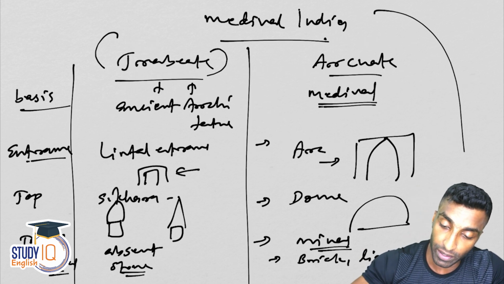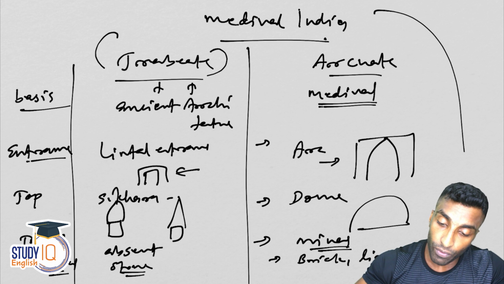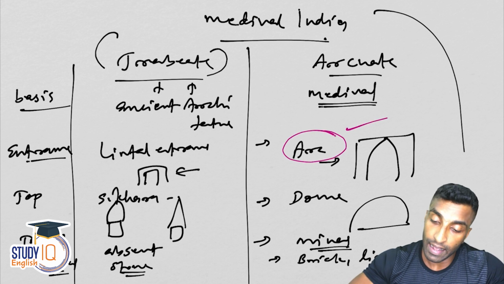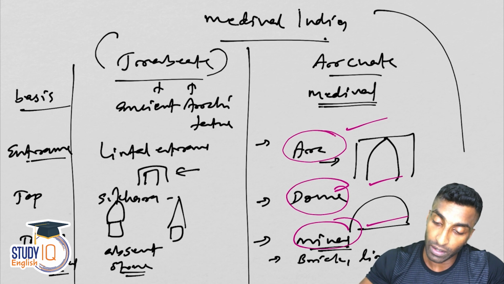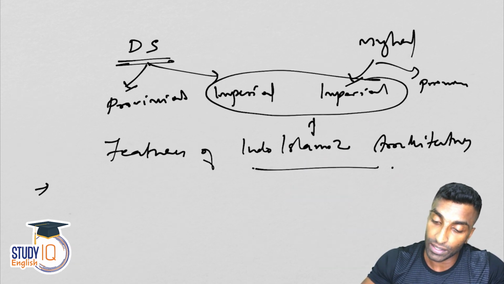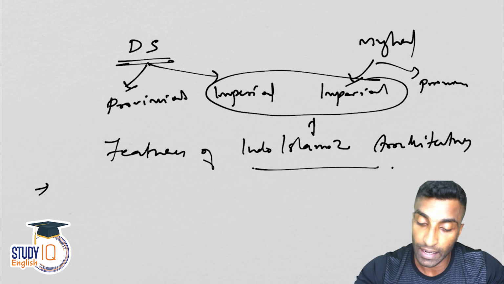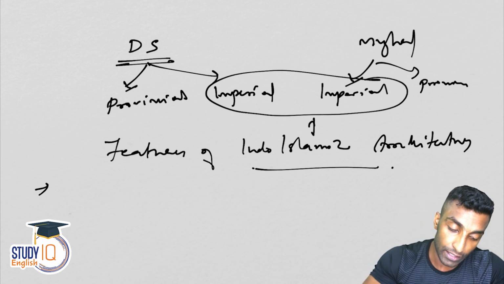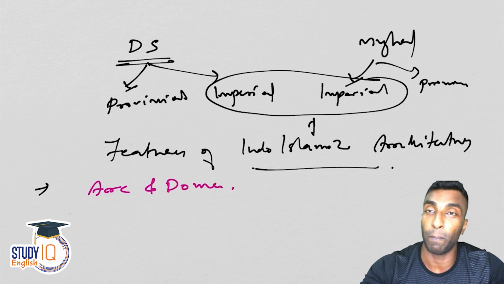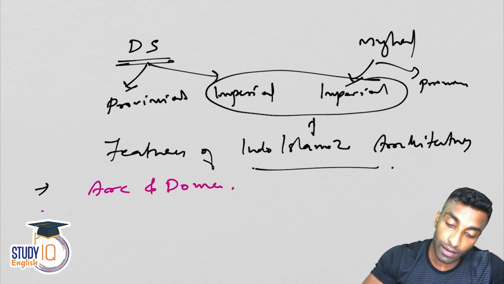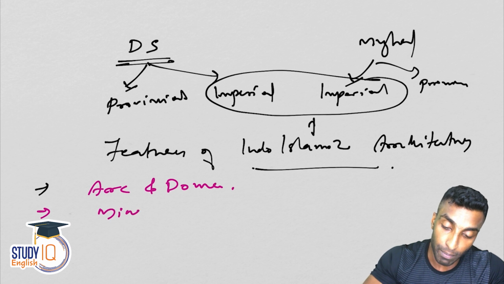You can take that from here. This is one thing which you can write, right? And then dome you can write. Then you can also write this one, minar, and use of mortar, brick, lime, etc. These are features which you can write first. So let me write that first. Presence of arc and dome. Okay, and then you can write the presence of minar.